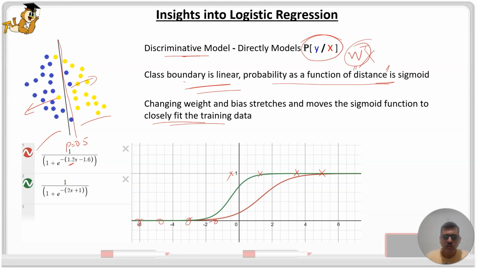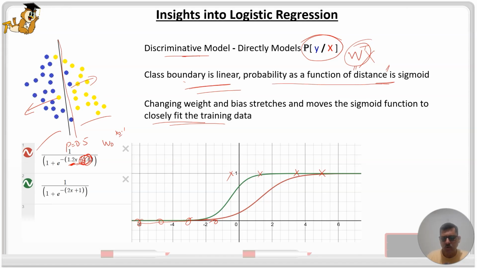What you are doing by choosing different w's is changing this constant here. You would wonder what this is. You remember w0, there is a w0 and x0 is actually 1. So this is actually w0. But what happens when you are given training data like this is that your sigmoid function is either going to be stretched or moved to best fit these given points. So that is what it is.